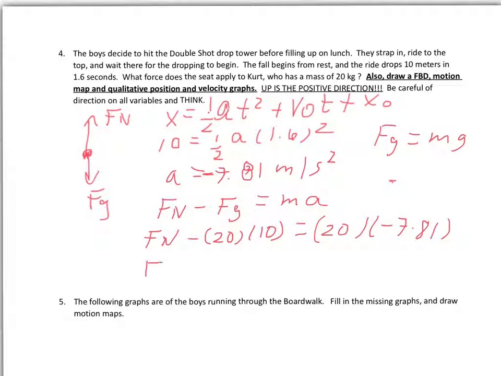So when we actually solve for the normal force, we're going to get a little bit of a smaller number. The normal force is going to end up being, let me just calculate this, 200 minus 20 times 7.8, which is going to give us about 43.8 newtons. And that's the answer to number 4.